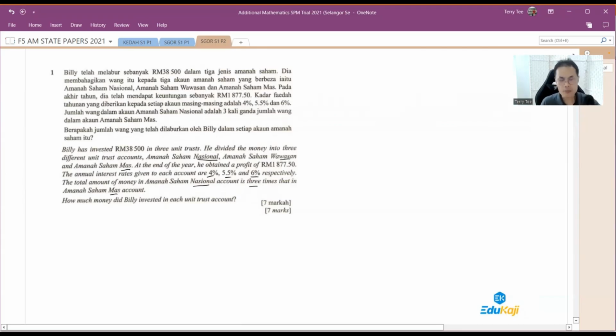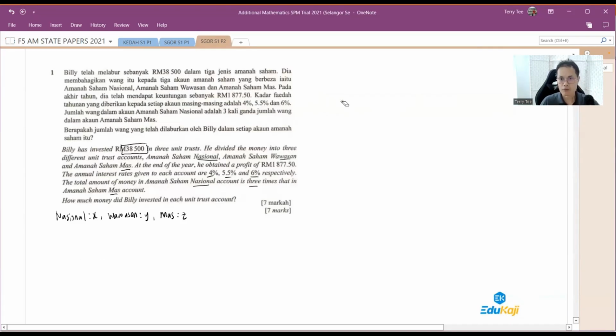Here's the thing, we need to form 3 equations, but the first thing is you need to assign a symbol for each variable. For example, the first one, Amanah Saham National, I'm going to call X. The second one, Wawasan, let's call Y. And the third one, Mas, as Z. The first information is that the total amount he invested is 38,500, so we can say X plus Y plus Z.